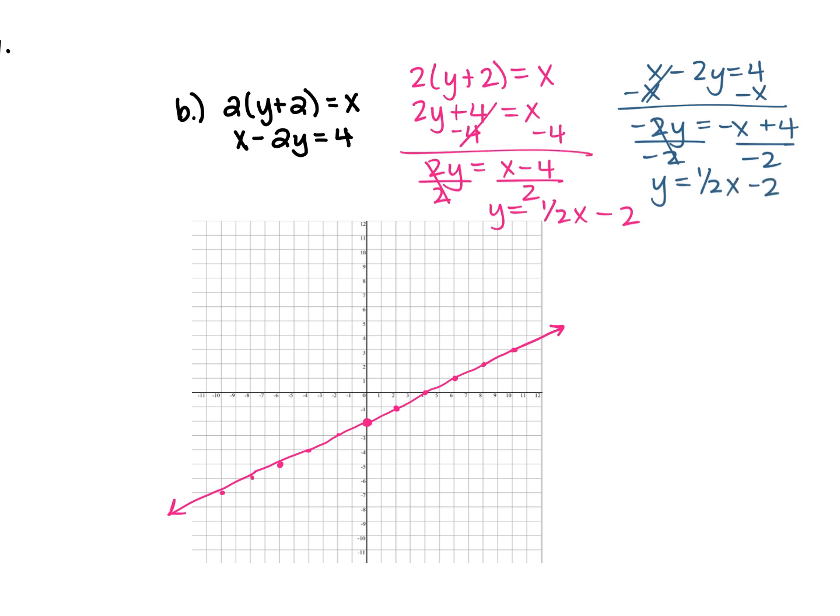So for this one, our y-intercept is -2. Then we go up 1 to the right 2, and down 1 to the left 2. And this gives us the same line that we already have. So because these two lines overlap each other consistently, we have infinitely many solutions.